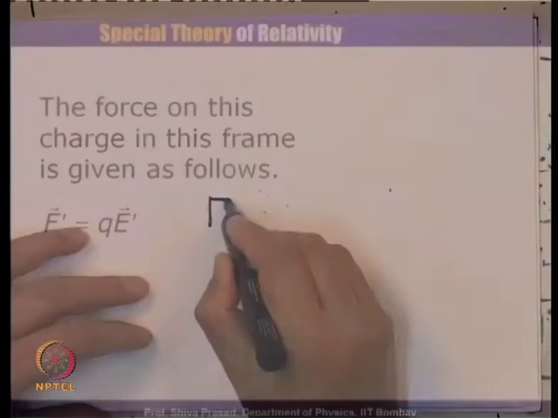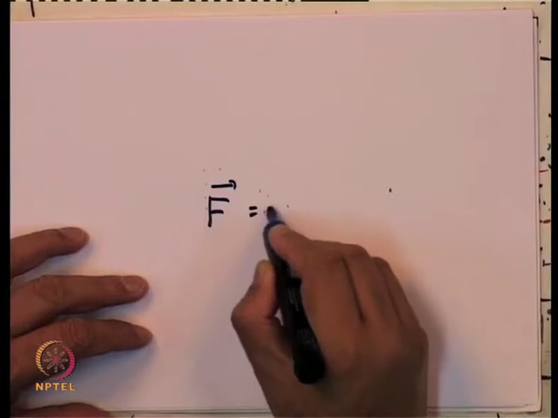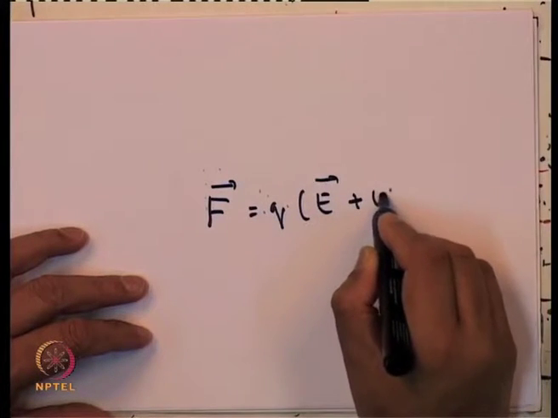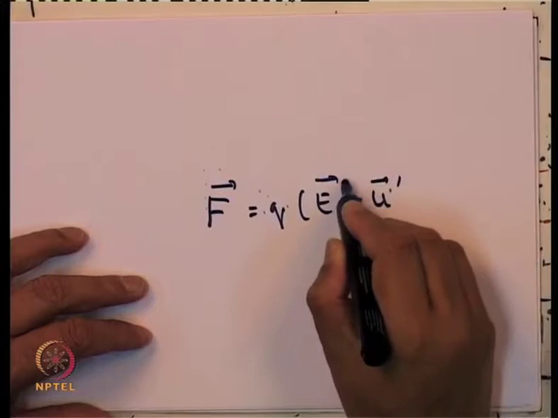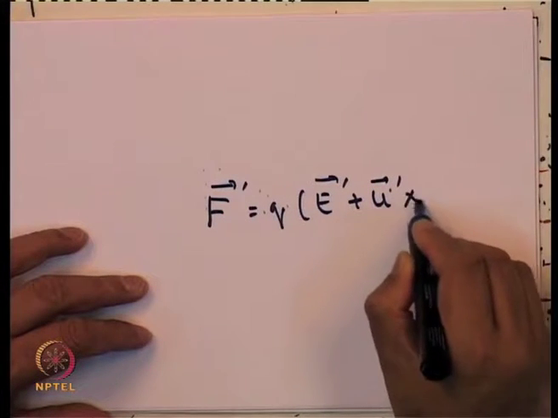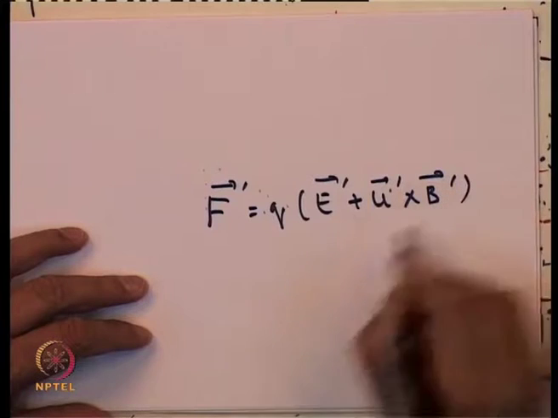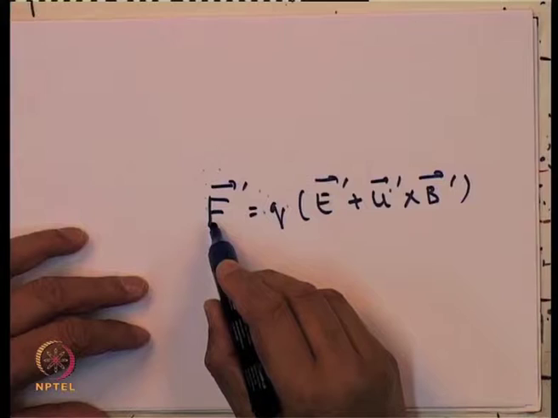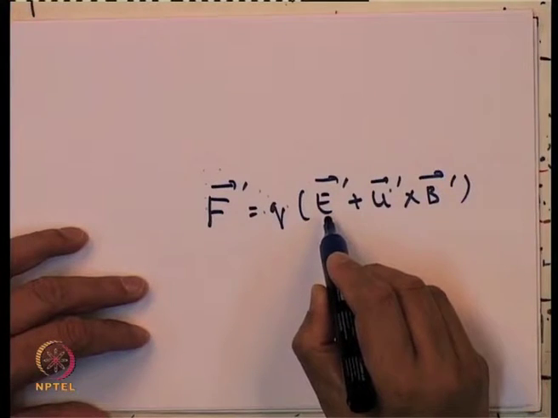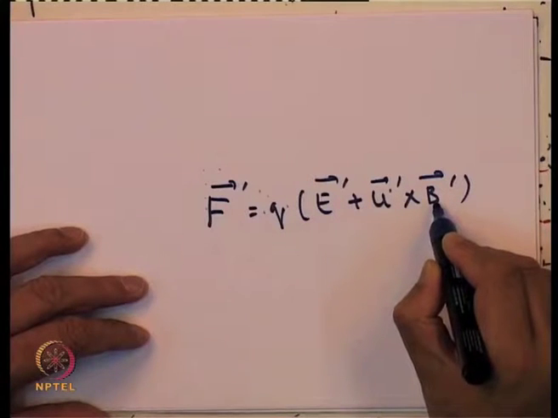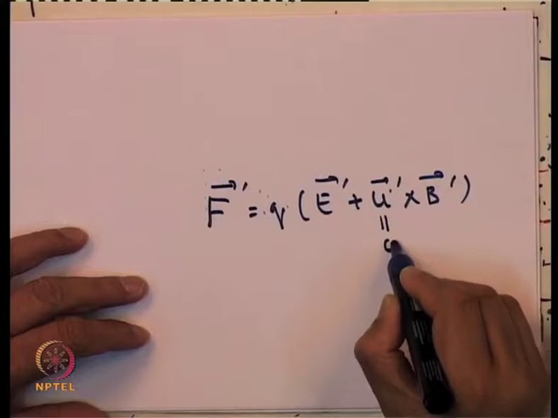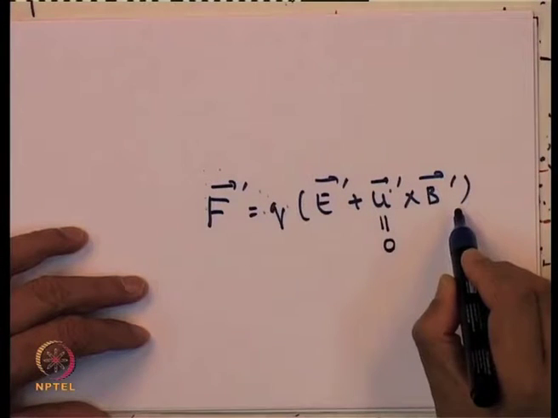Again, F is equal to Q times E prime plus U prime cross B prime. I am in frame S prime, so everything is being primed. This is the force which is being experienced by the particle in the S prime frame of reference. This is the electric field E prime, and this is the magnetic field B prime. All I am insisting is that this U prime is 0 at this particular instant of time. So, this magnetic term is 0.